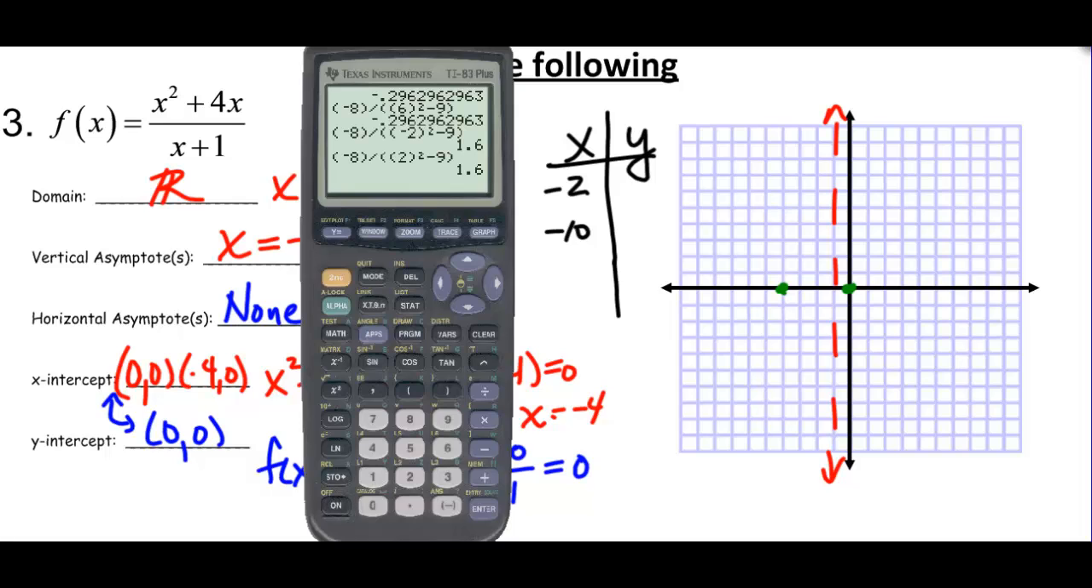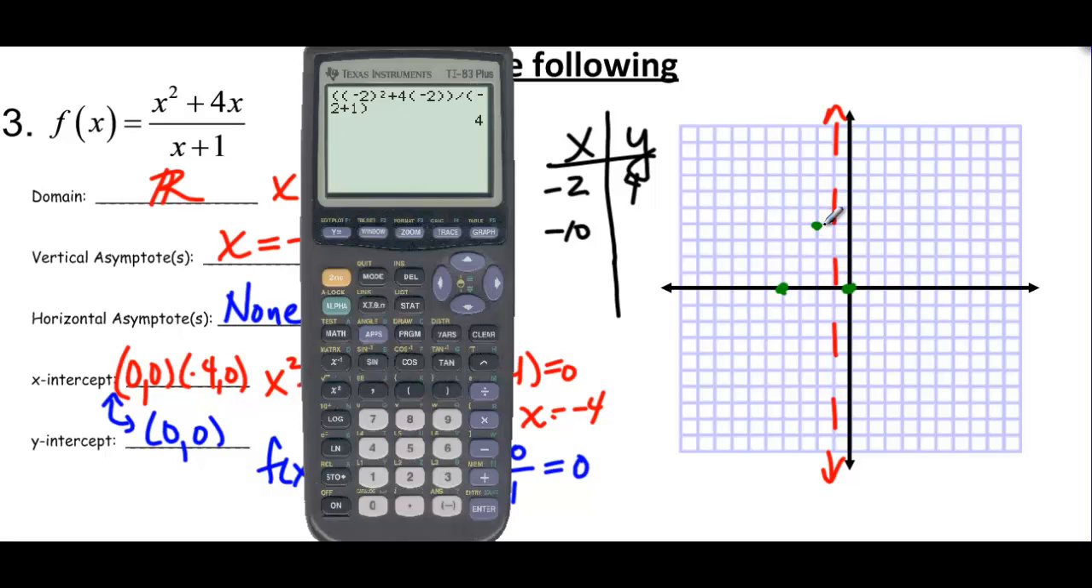So if I turn on the calculator, I'm going to clear it. In my numerator, I'm going to put in a negative 2. So again, you need lots of parentheses. So I'm going to use a parenthesis for the numerator and then a parenthesis for the negative 2 squared. Plus 4 times negative 2. That's my numerator, divided by my denominator of negative 2 plus 1. Now I'm going to hit enter, and I get 4. So I know that I'm going to get a point (negative 2, 4).